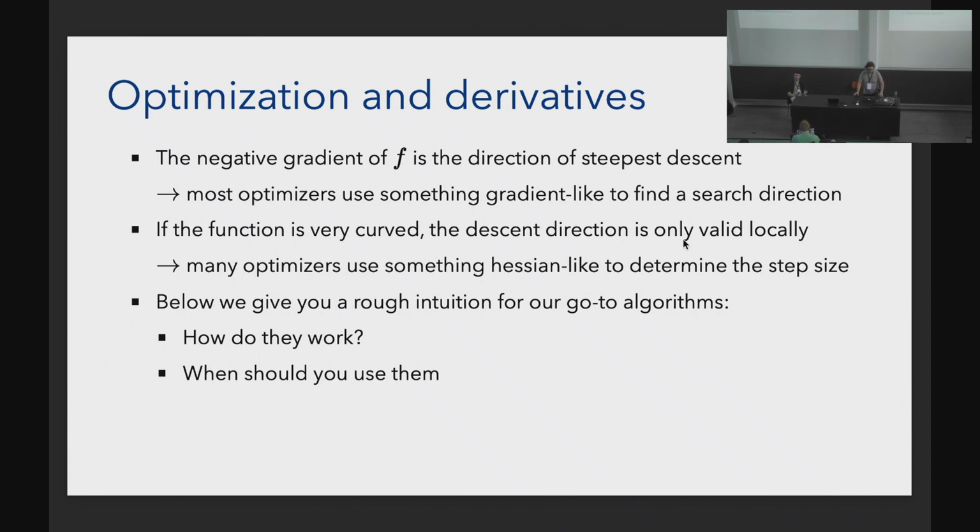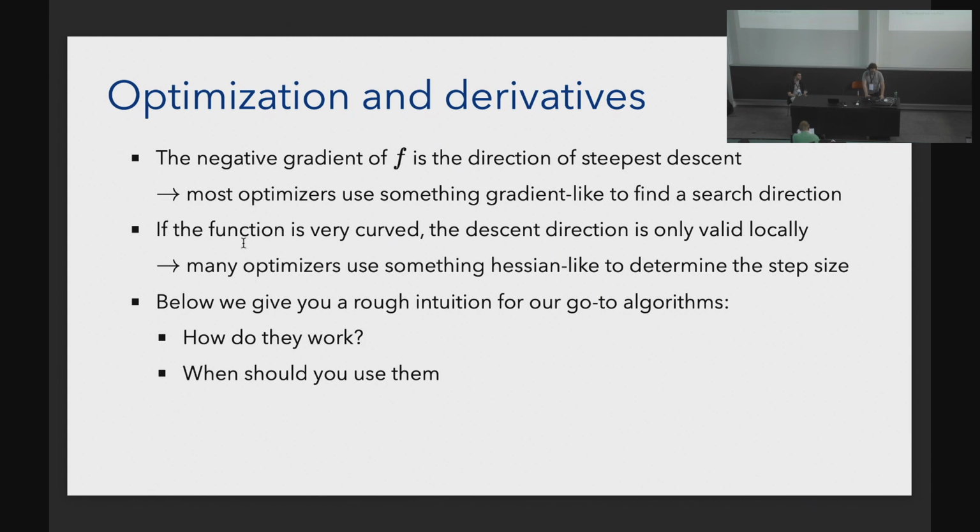So most optimizers use something gradient-like to find a search direction. It does not have to be a gradient; it can be a finite difference approximation to a gradient, or it can even be estimated completely differently. But you always have something that is basically a slope, because we want to identify some direction where the function goes downhill.